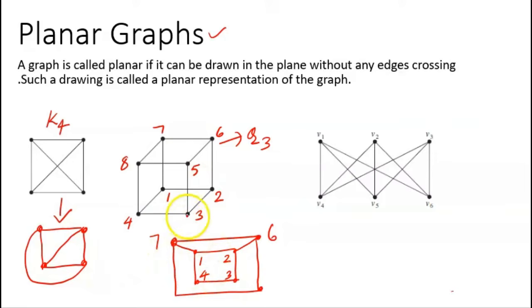Now what about 3? 3 is adjacent to 2 and 4, which I have already joined here, and it is also adjacent to this vertex 5. So I am going to join this vertex 5 here. And finally, if you look at vertex 4, it is adjacent to 1 and 3. The only thing is that we need to join it to 8. So I am going to join it to 8, and I am going to call this vertex 8.